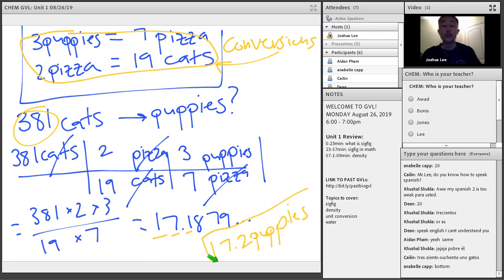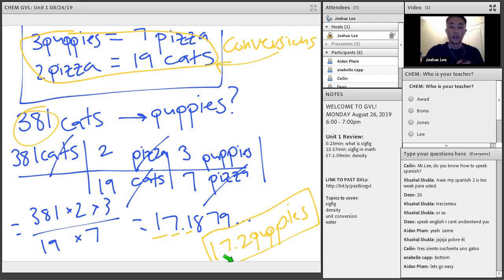So unit conversions, typically I'll give you how much of this for how much of that. And you don't use those numbers as part of your significant figures.